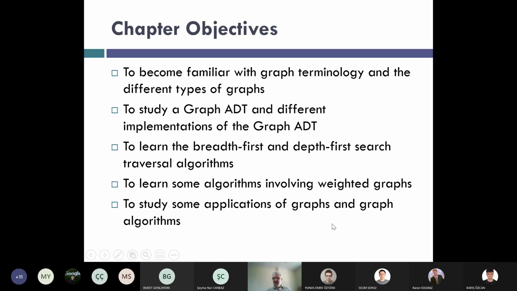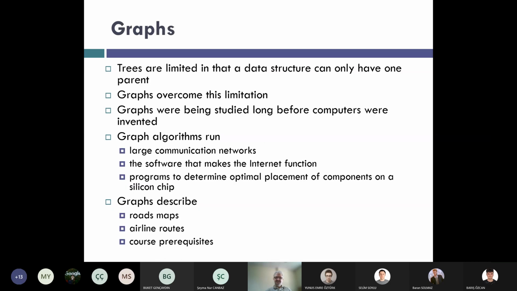weighted graph algorithms like minimum spanning tree, shortest path algorithms, etc. We are going to talk about these different algorithms in this chapter.